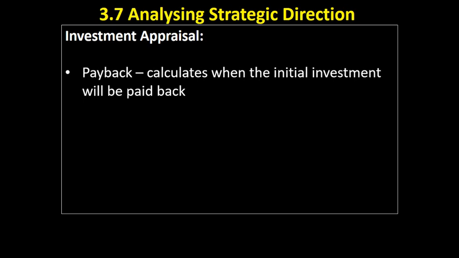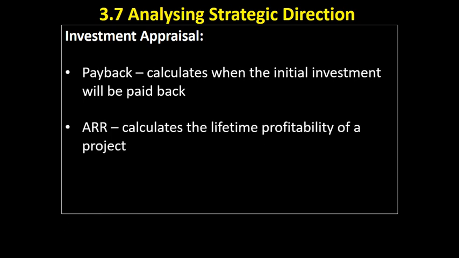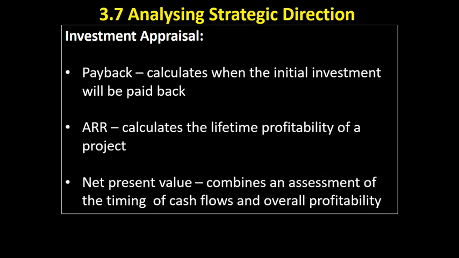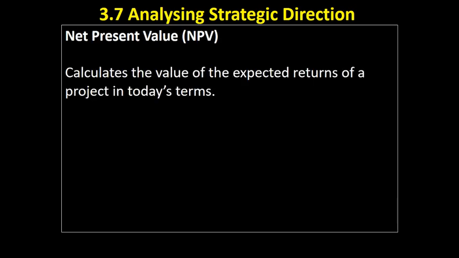The methods that we've looked at so far are payback, which calculates when an initial investment is going to be paid back, so it considers timing, and average rate of return, which considers the lifetime profitability of a project. How much money does this return on average each year on our initial investment? Now, net present value, the final method of investment appraisal, combines an assessment of both the timing of the cash flow, so that element of timing with payback, and the overall profitability of a project, so combining those two features of payback and average rate of return.